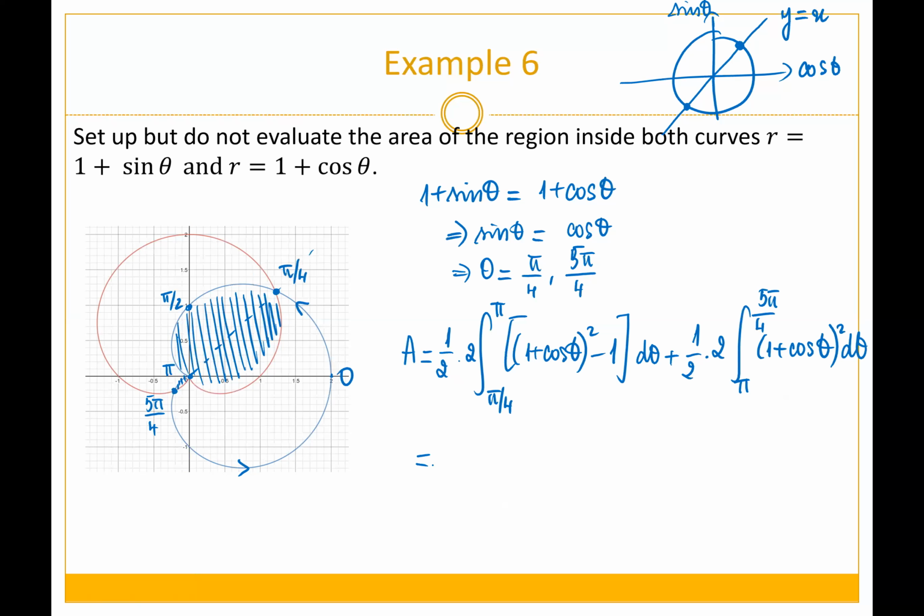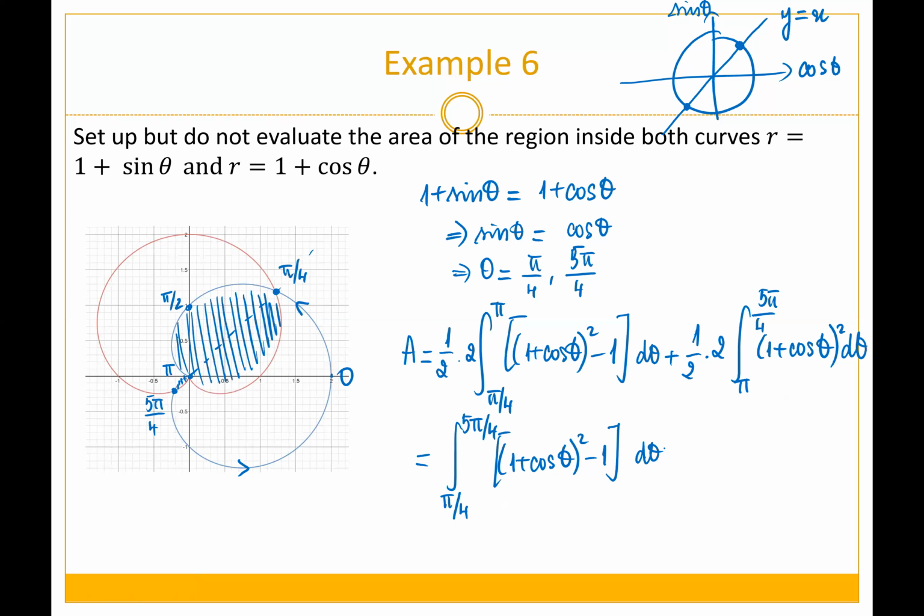Or you can actually combine them together. It's the area from pi over 4 to 5 pi over 4 of (1 plus cosine theta) squared minus 1 d theta.